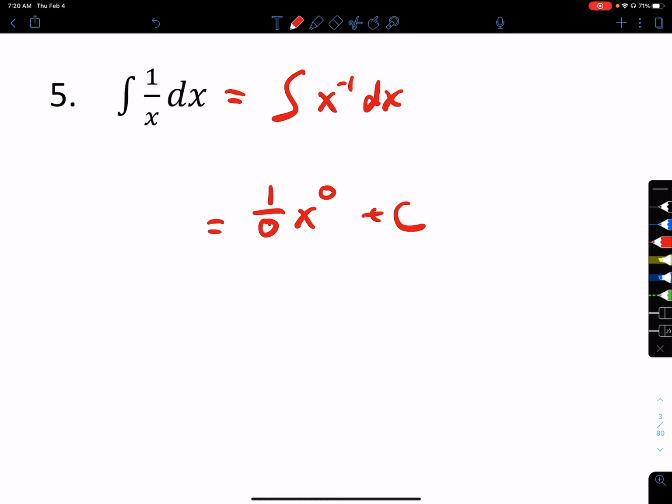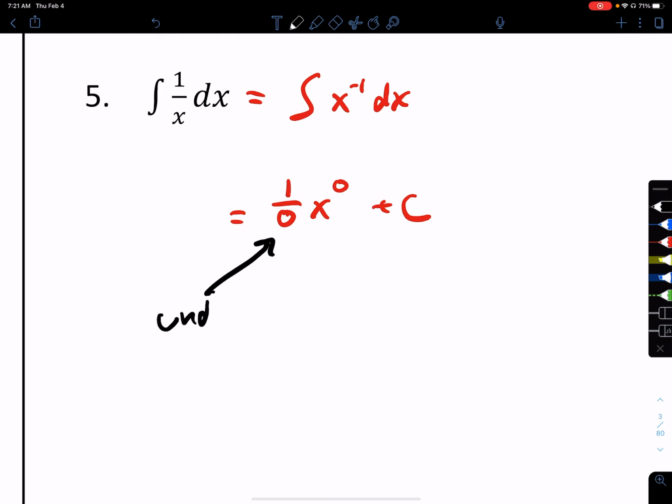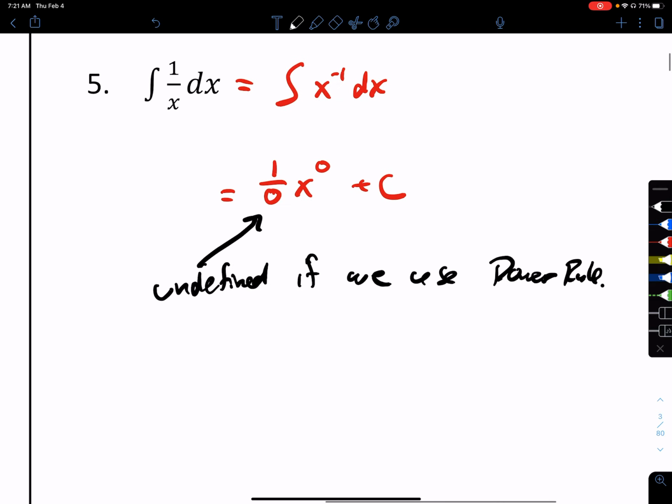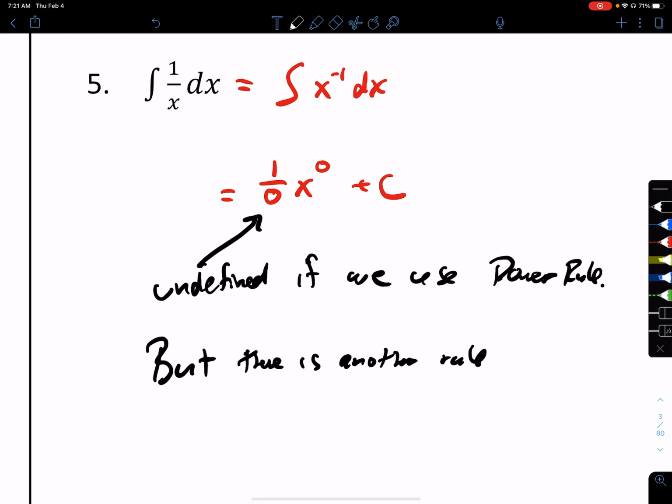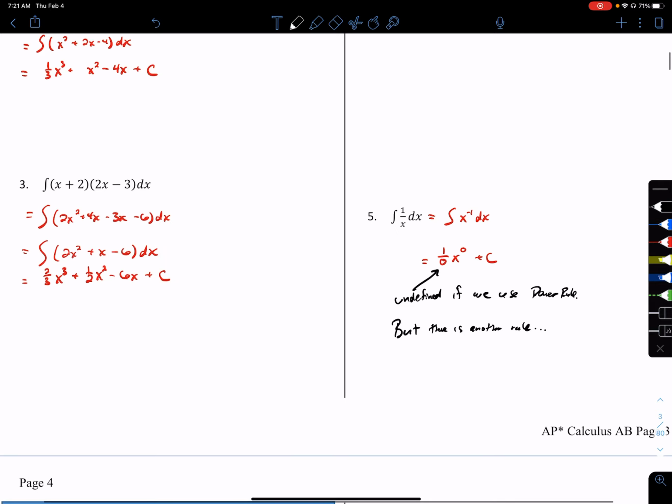Now this is a problem. This right here is undefined. Can't divide by 0. So this whole thing isn't undefined, but it's undefined if we use the power rule. So we must find another rule. Let's check out that rule on the next page.